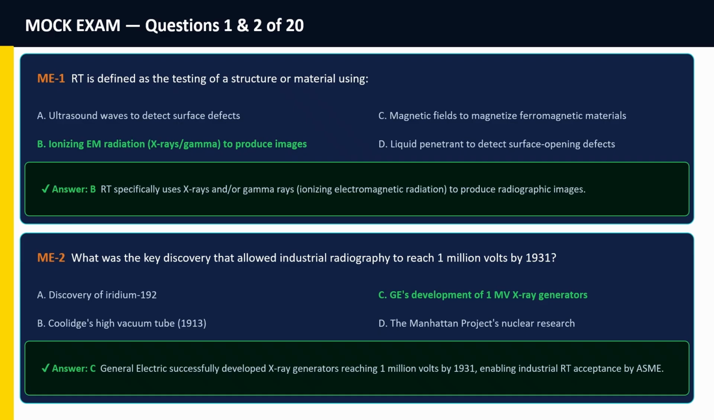Question 2 moves into the history of industrial radiography and asks about the development of million-volt X-ray generators. The important lesson is that radiography became an industrial inspection method because radiation generation technology progressed to energies capable of penetrating significant sections of engineering materials. When studying historical questions, don't memorize isolated names without understanding why the milestone mattered. The development of higher energy X-ray equipment expanded the practical range of industrial radiography.